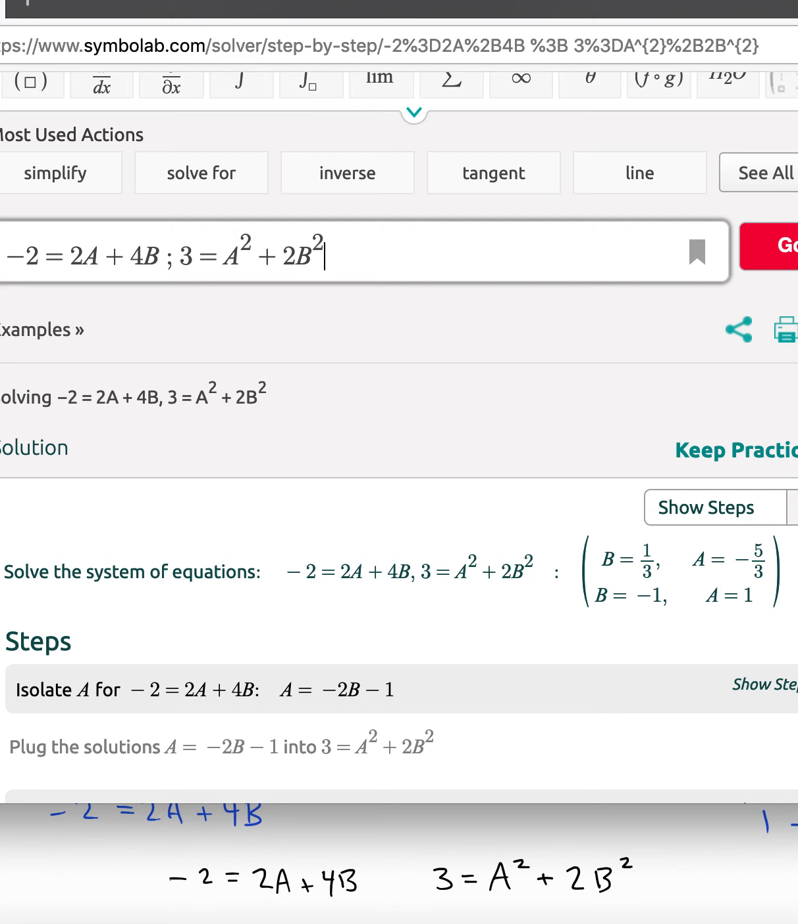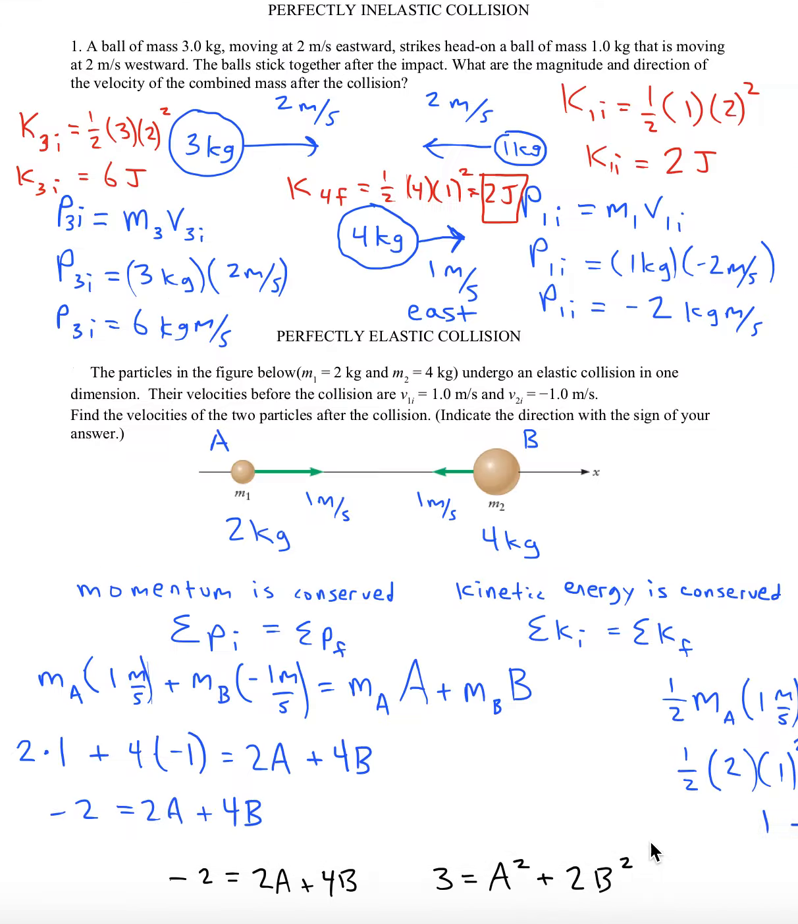Okay, what the program is giving us here is two possible sets of solutions. In one of the sets, you'll see the original velocities that the objects had. That's the 1 and the -1. That's pre-collision. But if we look at the other solution, -5/3 and 1/3, that will be the post-collision velocities of the objects. So that's going to be our final answers.